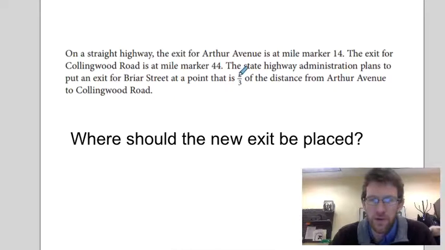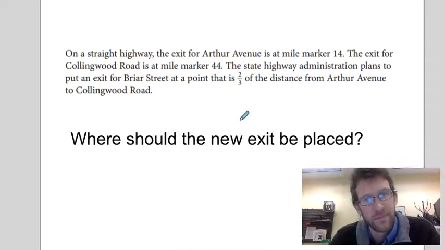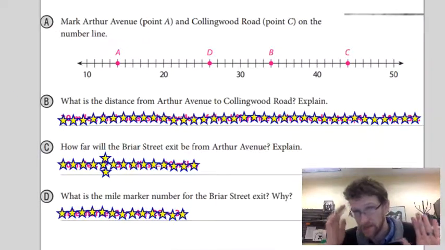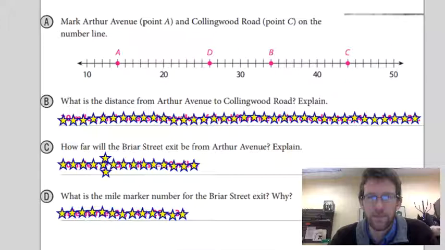And so the one that's 2/3 is all we need to do to multiply it by the difference here. So we'll see this here in an example. We can think of these as number lines. Number lines you guys are pretty used to using. So we have point A, Arthur Avenue, point C, Collingwood Road on our number line here.